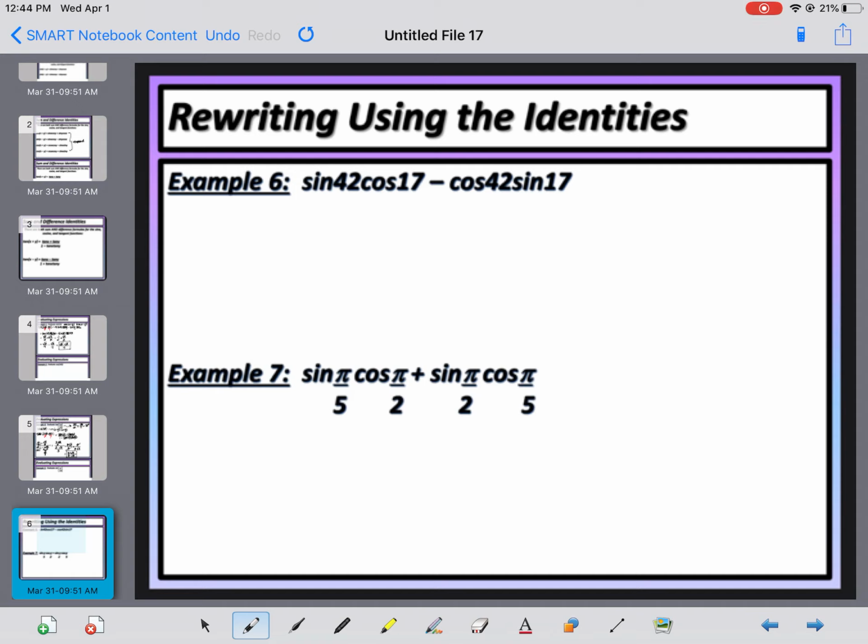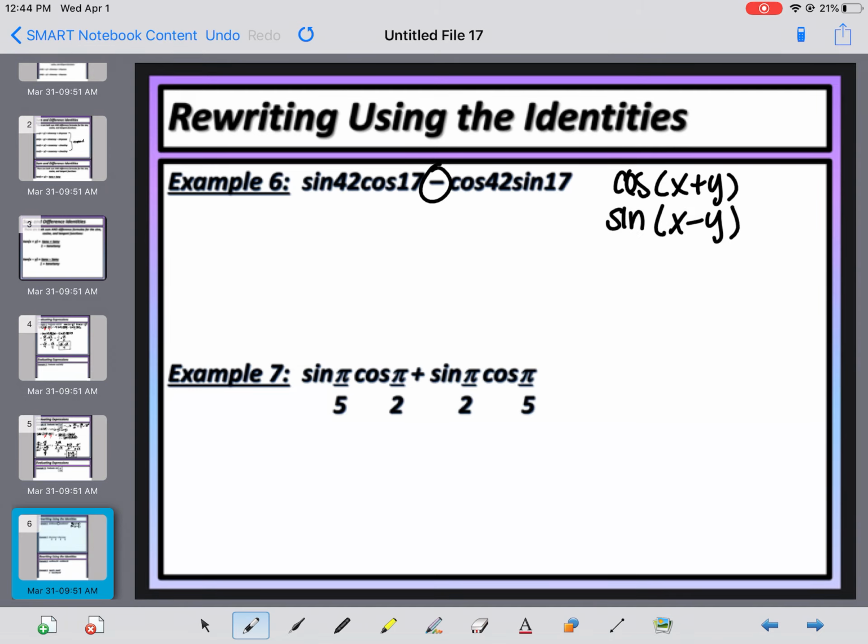Different types of examples is now working in the opposite direction. Here's an expanded identity, and we want to try and condense it. We want to go back. So compare to your formulas. Which one has a subtraction in the middle? That would either be sum for cosine, or difference for sine. Which one of those equations takes a sine cosine and a sine cosine? That would be the difference of sine.